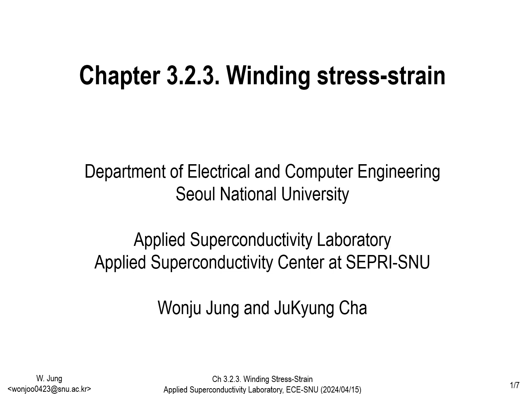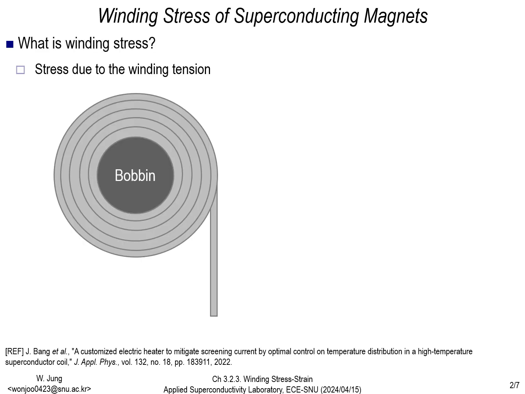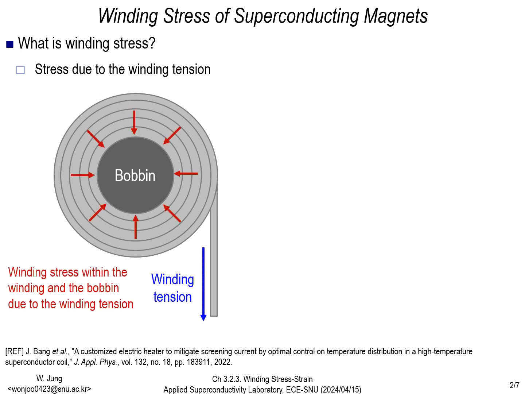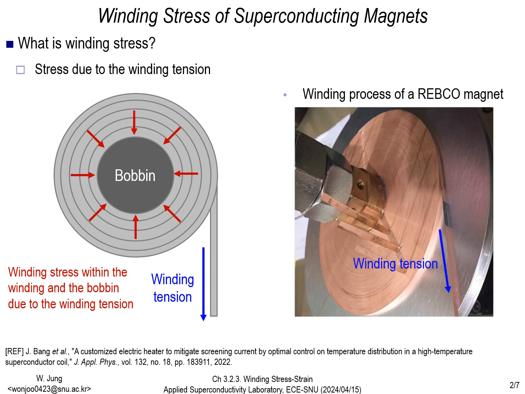In this lecture, we will explore the concept of winding stress and strain in superconducting magnets. Winding stress in superconducting magnets arises primarily from the tension applied during the winding process. This tension, while necessary for maintaining the coil's structural integrity, introduces various mechanical stresses within the winding and the bobbin. The figure on the right shows a winding process of a magnet with a high-temperature superconductor, REBCO.